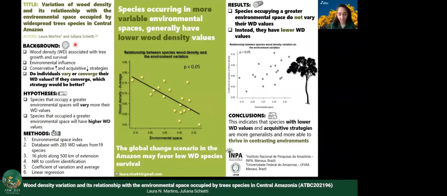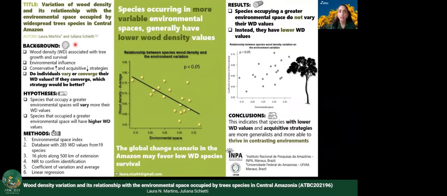So, wood density is considered a key trait associated with tree growth and survival. This is because its values reflect investment in carbon per unit of area, and this investment could be related to environmental conditions. For example, it's well known that in an environment with low resource availability, like water and nutrients, we generally find species with higher wood density values. This is because this conservative strategy provides them more safety, both mechanical and hydraulic.